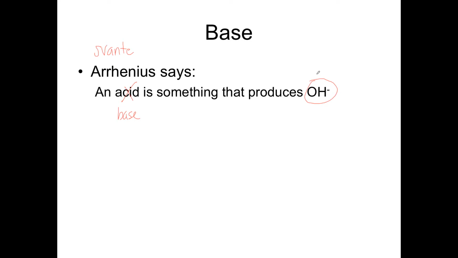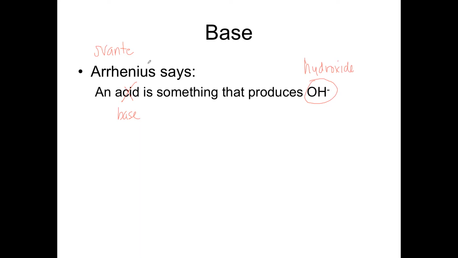What's the name of this? Please say it out loud. Say it before I do. Pause the video, look it up. You'll be better off if you do. OH minus is hydroxide. You need to know that.